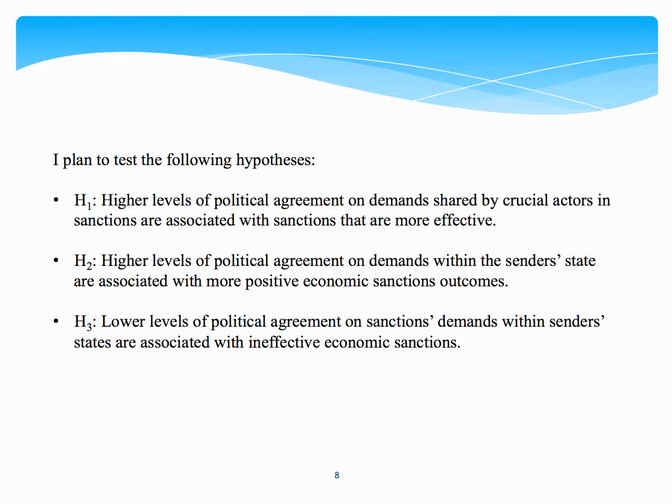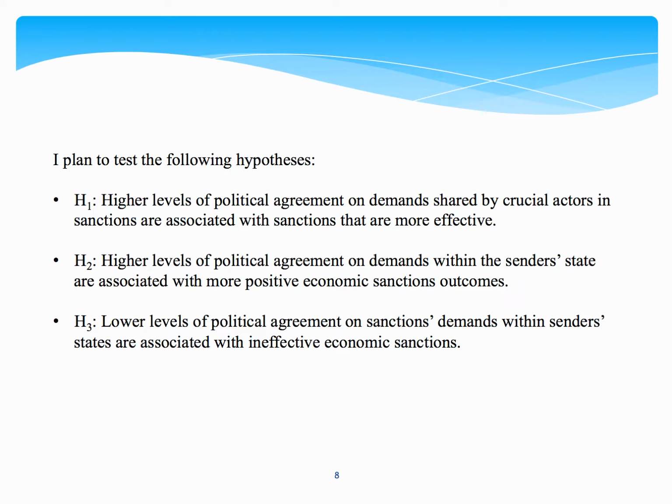My first hypothesis is that higher levels of political agreement on demands shared by crucial actors in sanctions are associated with sanctions that are more effective. The second hypothesis is that higher levels of political agreement on demands within the sender state are associated with more positive economic sanction outcomes. And the third hypothesis is that lower levels of political agreement on sanctions demands within senders are associated with ineffective economic sanctions.